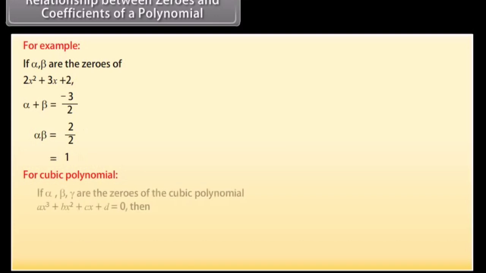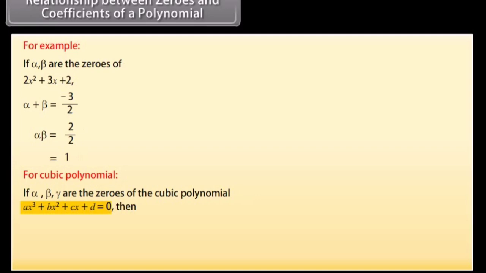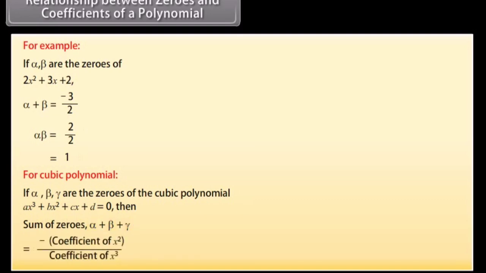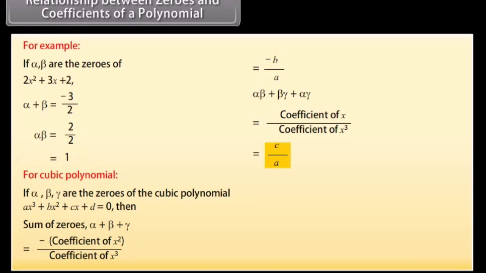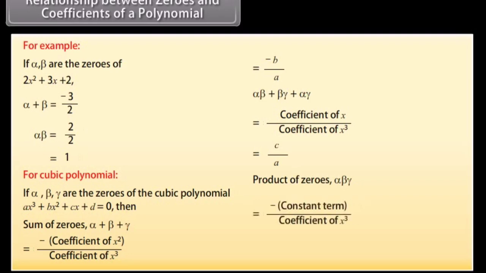For a cubic polynomial, if alpha, beta, gamma are the zeros of the cubic polynomial ax cube + bx square + cx + d = 0, then the sum of zeros, alpha + beta + gamma, is equal to minus coefficient of x square upon coefficient of x cube, which equals -b/a. Alpha beta + beta gamma + alpha gamma is equal to coefficient of x upon coefficient of x cube, which equals c/a. The product of zeros, alpha beta gamma, is equal to minus constant term upon coefficient of x cube, which equals -d/a.